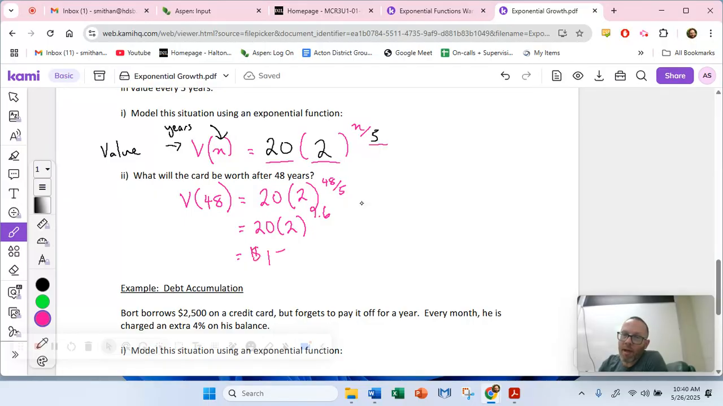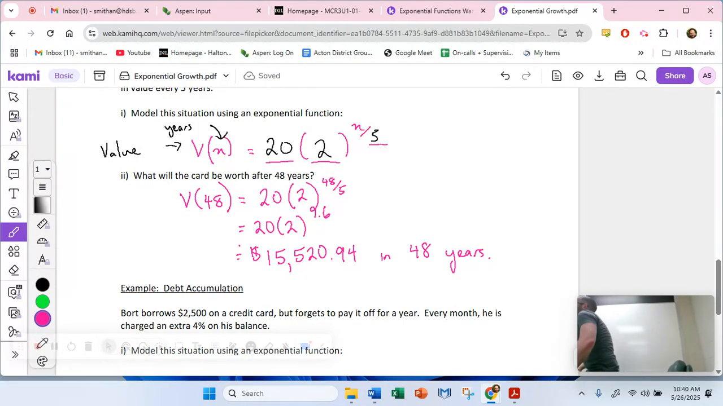So I got $15,520.94 in about 48 years. Of course, this is just a made-up fictional scenario. I'm pretty sure that he wasn't that good for his rookie card to be worth that much. Maybe it is. All right.